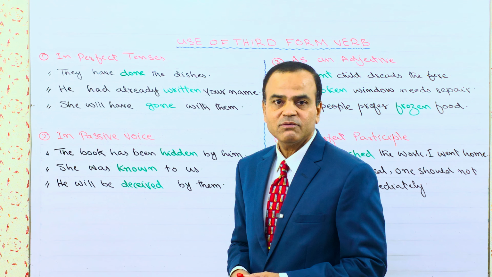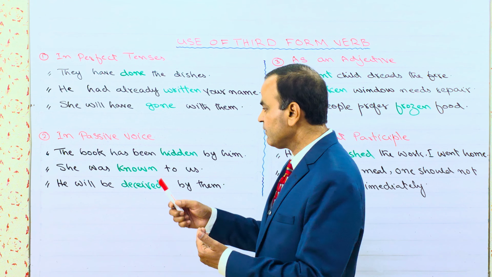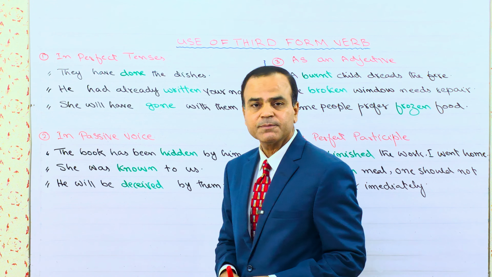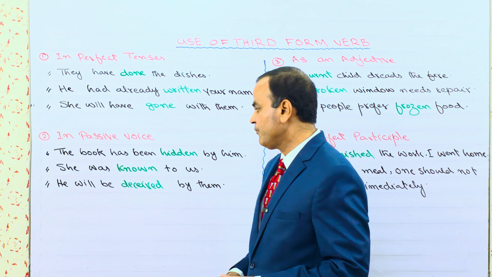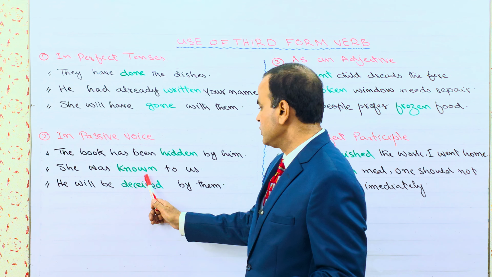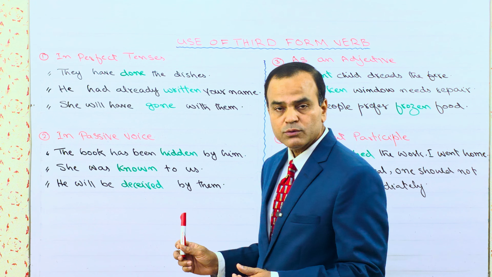Normally, we also use the third form in perfect tenses, but we have changed the sentence of present perfect into passive and we have maintained the same form of verb. She was known to us. Know, knew, known.